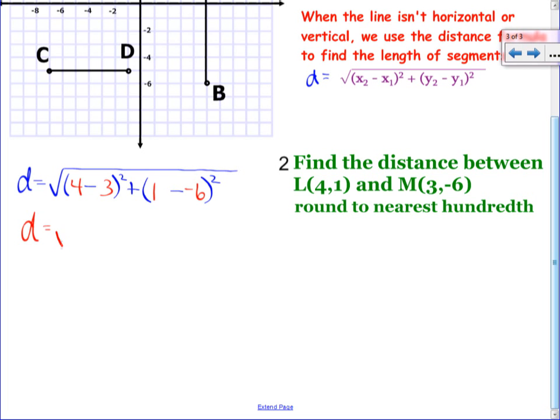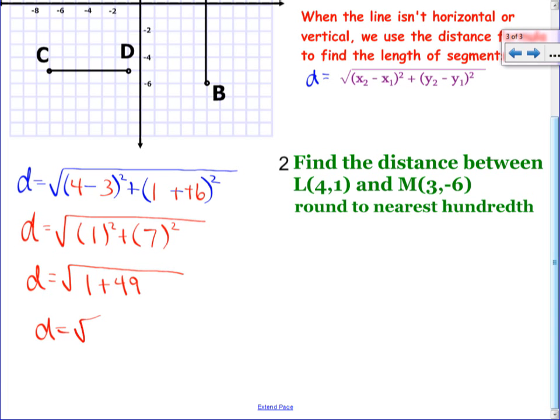Here's how you simplify. This is what I want to see for work. We're just going to simplify what's in the parentheses. So 4 minus 3, 1. 1 minus -6, 7, because it turns to plus. Okay, now let's square those. Got 1 plus 49, and then we do square root of 50. If I remember correctly, it's 7.07. Somebody double check me though. We're good?